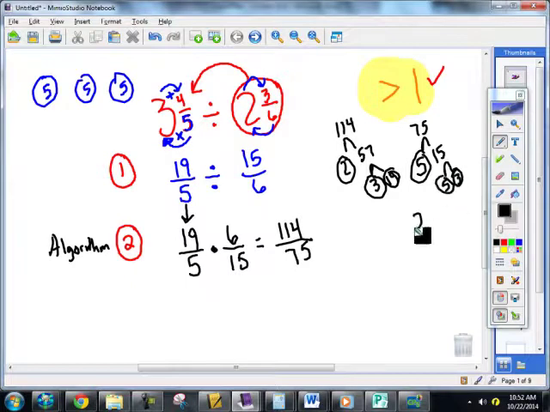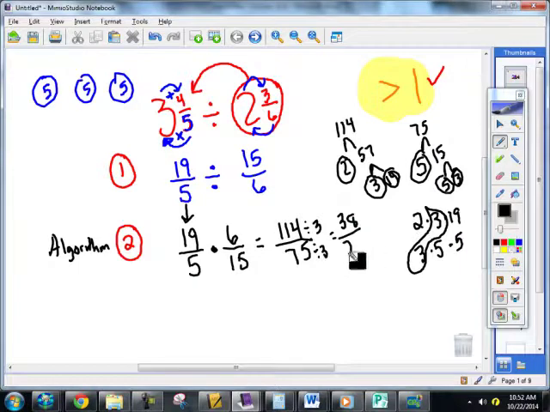Okay, now I'm ready to stack these. 2 times 3 times 19, and 3 times 5 times 5. The only factor they have in common, the only GCF, is 3. Therefore, I know both of these are divisible by 3. Okay, 114 divided by 3 is going to give me 38.